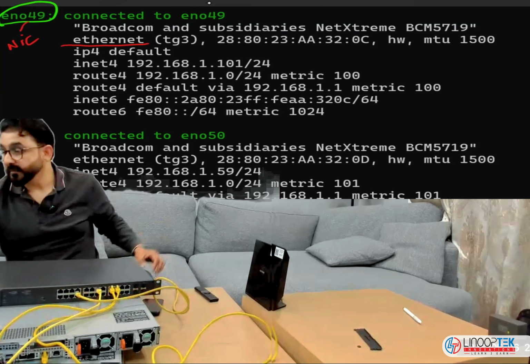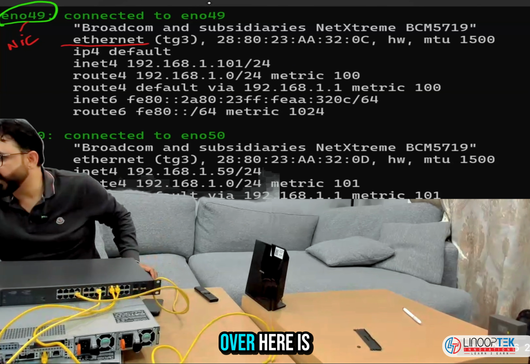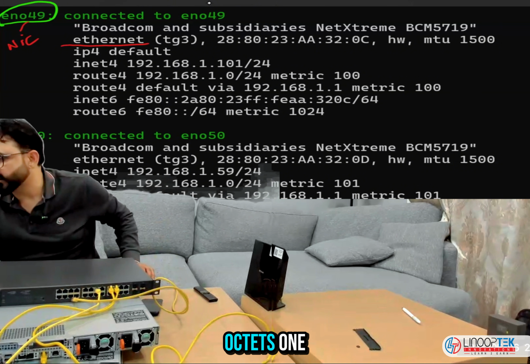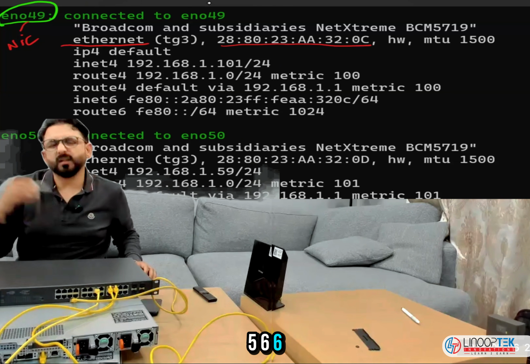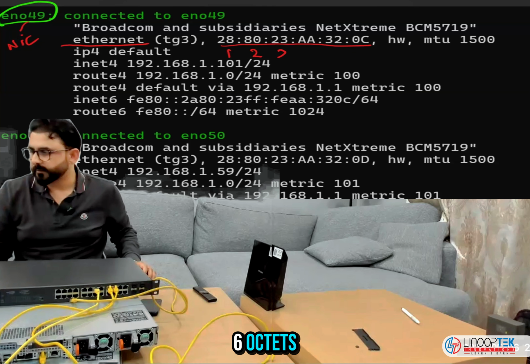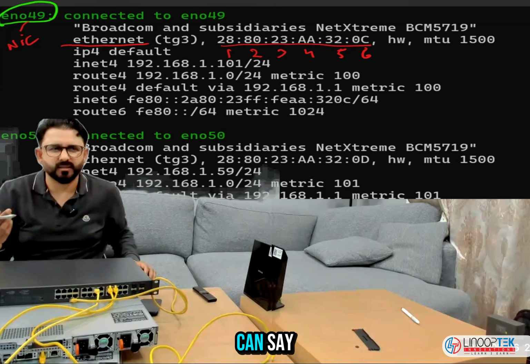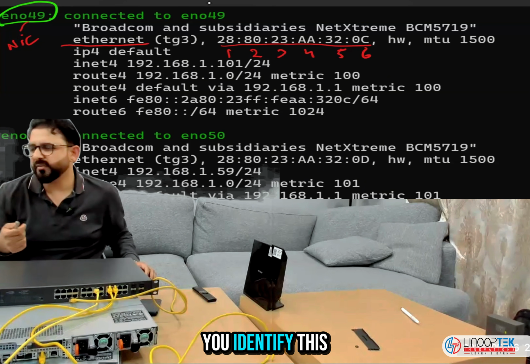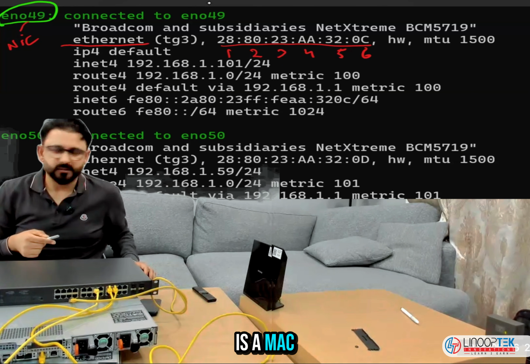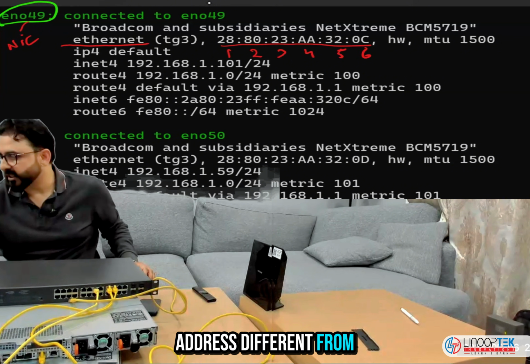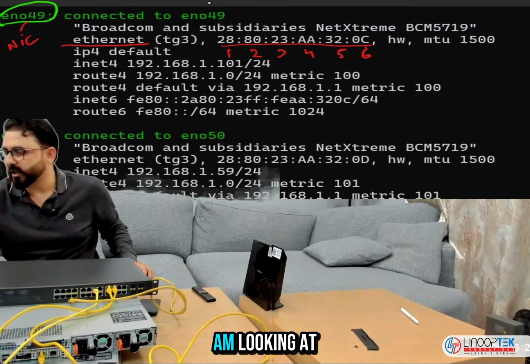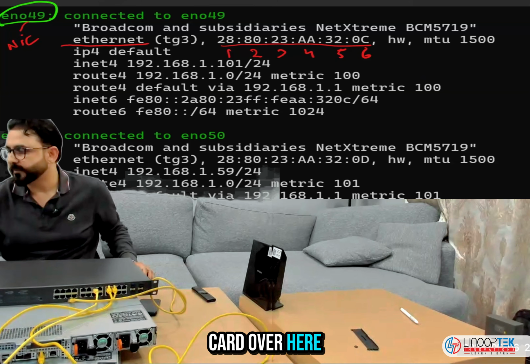Now, this number over here is a MAC address. How can you identify this is a MAC address? There are 6 octets: 1, 2, 3, 4, 5, 6. Six sections, you can say. That's how you identify this is a MAC address. Is this MAC address different from this MAC address? Because now I am looking at a different network card.